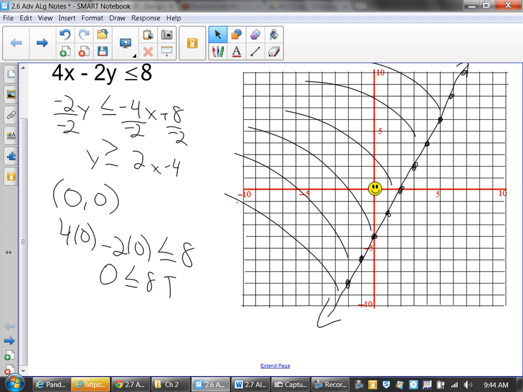If it happened to be false on that side, I would have shaded the other direction. Okay? So that means any point that I pick within the shaded region will make this a true statement. All you're doing is just picking a really, really easy one to try. More often than not, you'll be able to use 0, 0, unless you go through the origin. Then you pick something like 2, 2 or 5, 5. Something that's very, very easy to use.